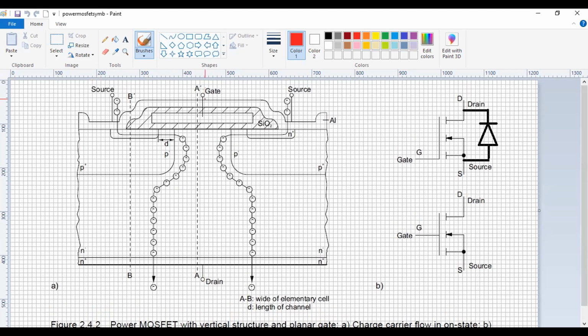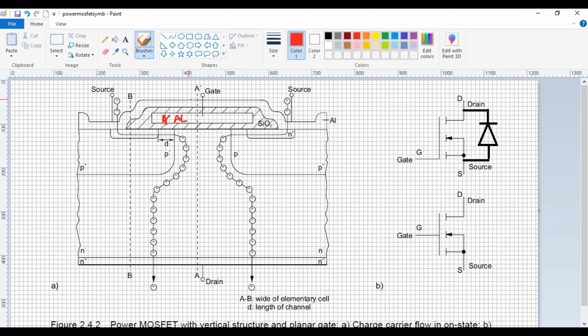So again, we'll see that we have a gate. We say that gate is metallic, so that could be aluminum. So it's a metal, surrounded by an insulator, silicon dioxide. That's our gate. Then we have this other aluminum contact right on top, and that's the contact for the source.